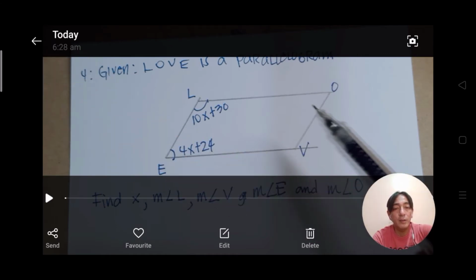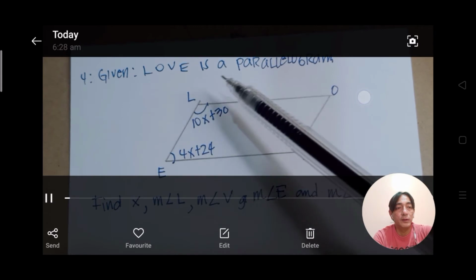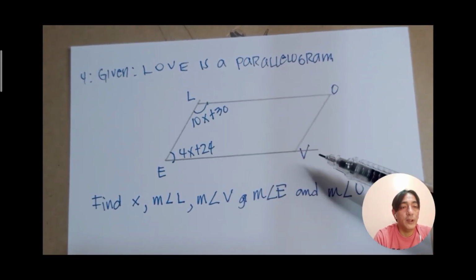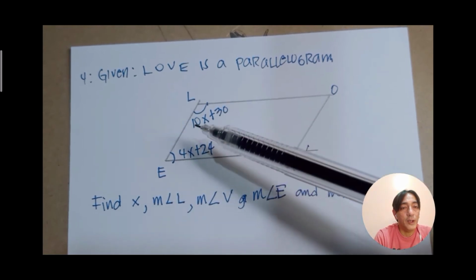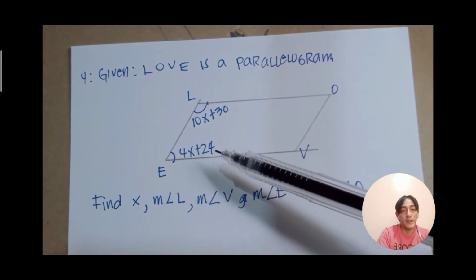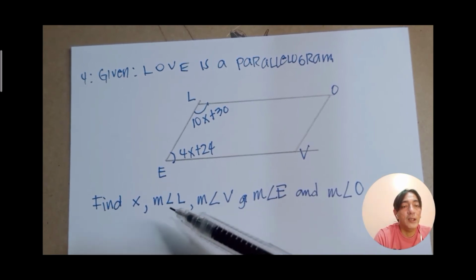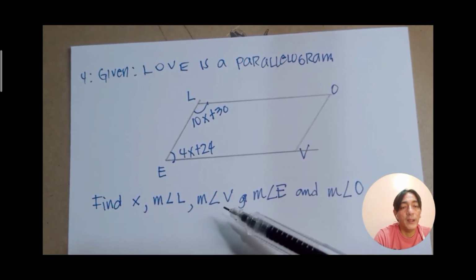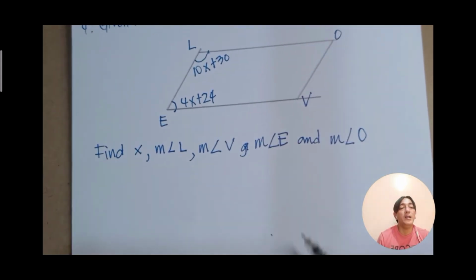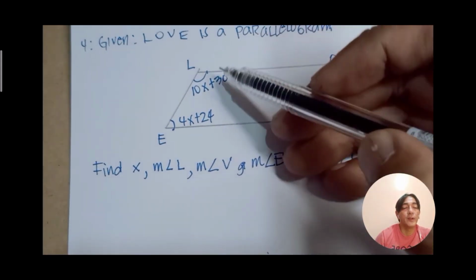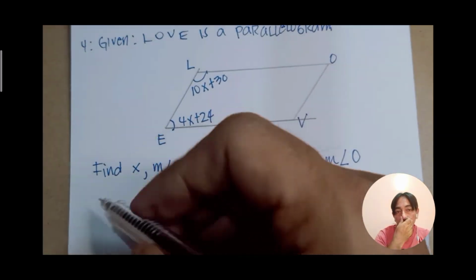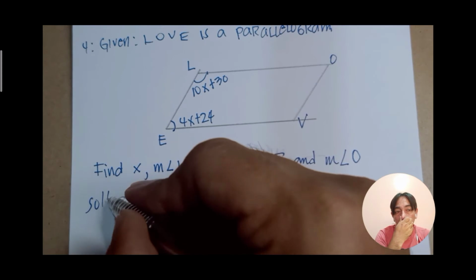Okay, let's go now to number 4. LOBE is a parallelogram. So, LOBE, ang measure daw ng angle L is given by the expression 10x plus 30. Measure ng angle E is 4x plus 24. We will find x, measure of angle L, angle B, angle E, and measure ng angle O. Okay, ang relation ng dalawang angle na yan is they are supplementary.